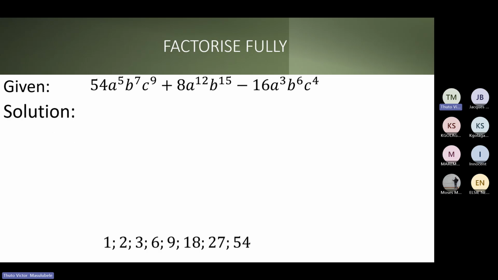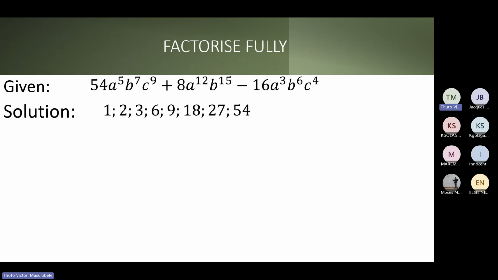Now the factors of 54 are 1, 2, 3, 6, 9, 18, 27, and 54. Factors of 8 are 1, 2, 4, and 8. Factors of 16 are 1, 2, 4, 8, and 16. I'm sure by now you can already see the highest factor that goes into all three numbers, and that will be 2. We now need to check for the highest common factor for the variables.